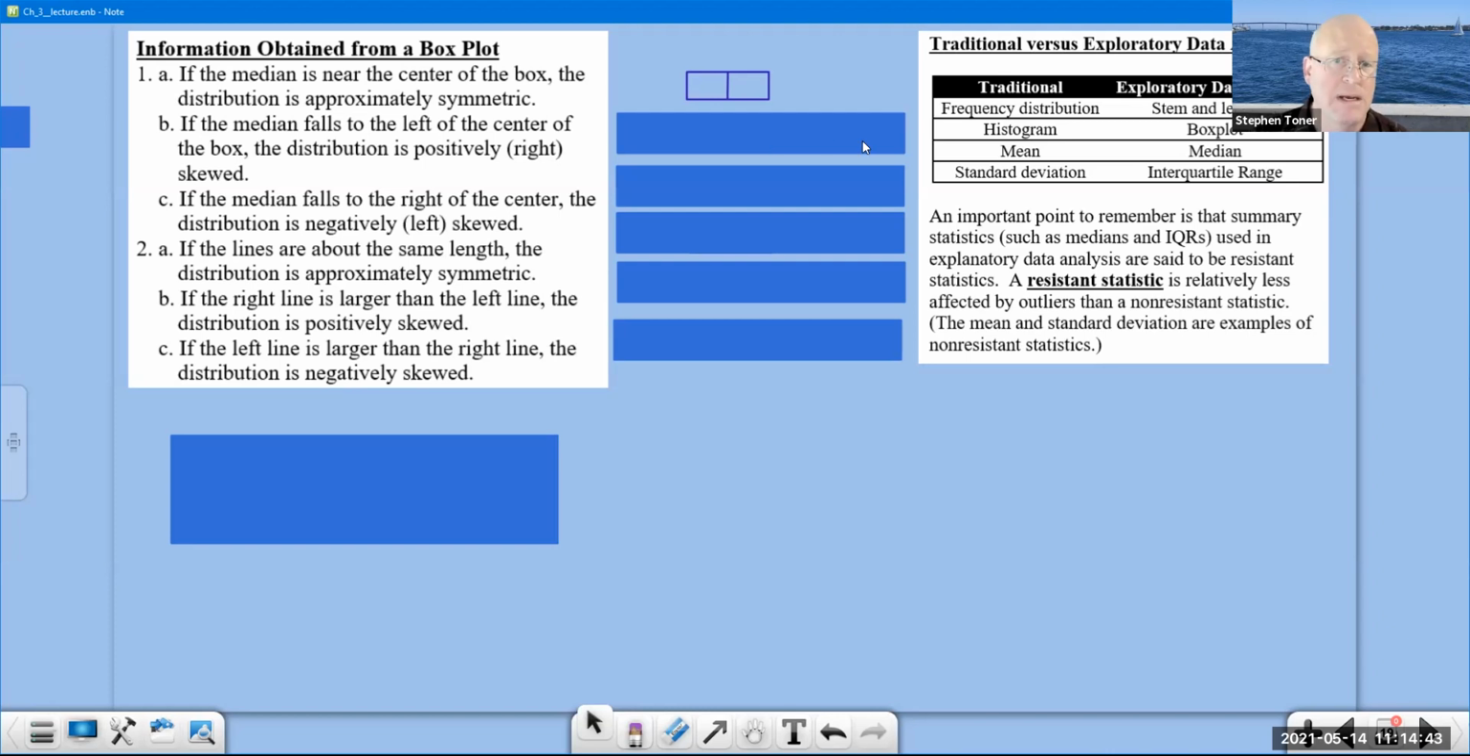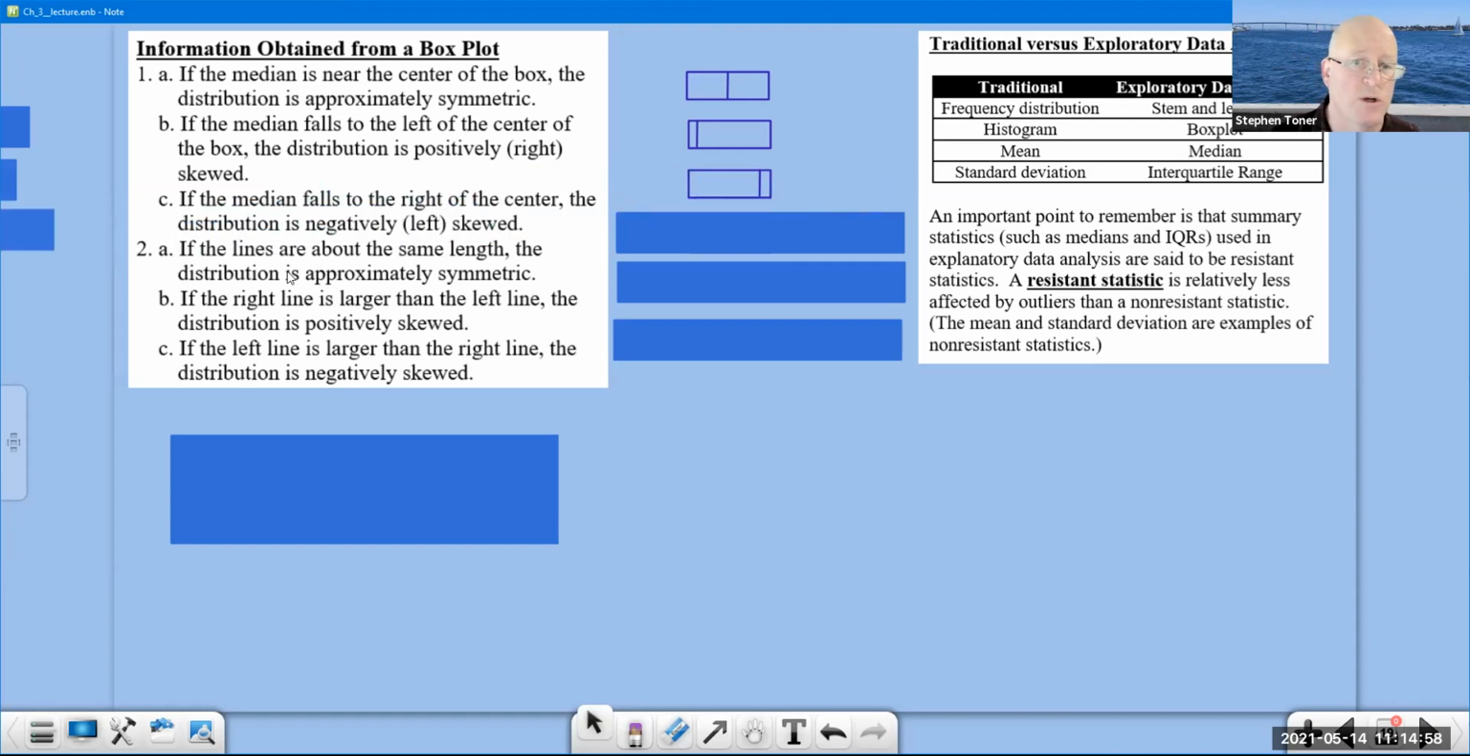centered. If this median, which is the line drawn down the center of the box, falls to the left of the center, then we say that the distribution is positively or right skewed. If we look at this third picture in which that median falls to the right of the center, then we say that the distribution is left skewed.